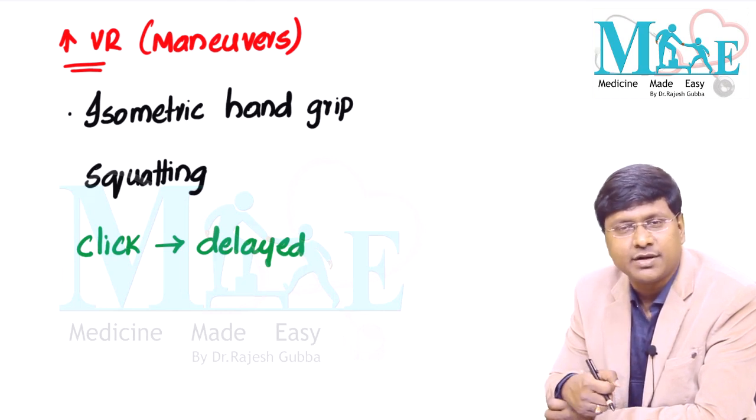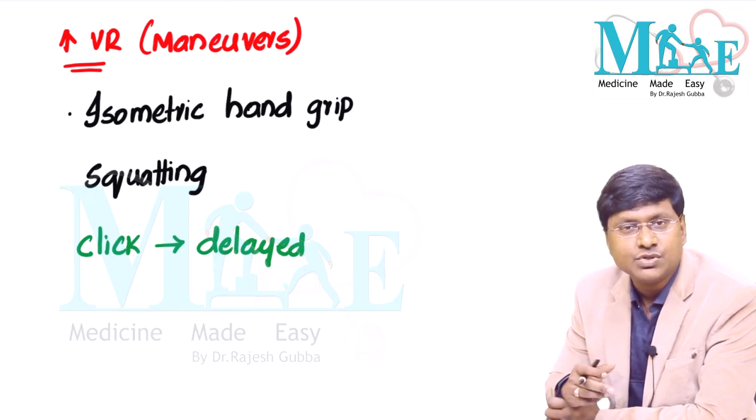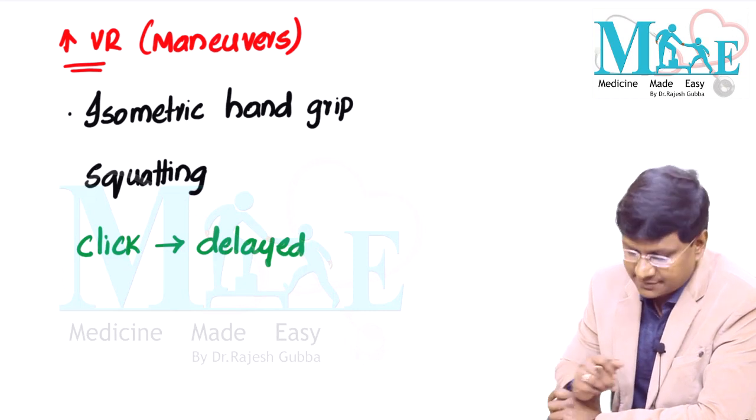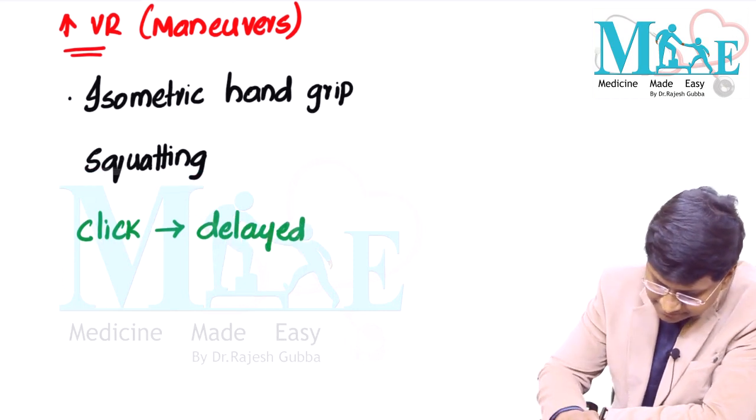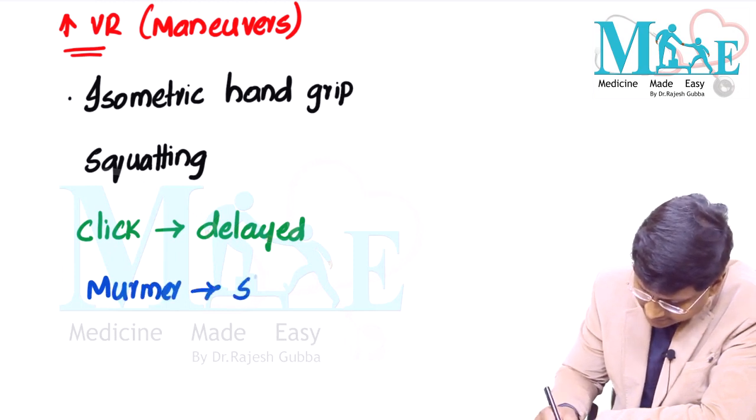So when the left ventricle is contracting slowly rather than normal, the mitral valve prolapses, but it prolapses a little late. So that is the reason why the click is being delayed. Now, what will happen to the murmur? The murmur gets shortened.